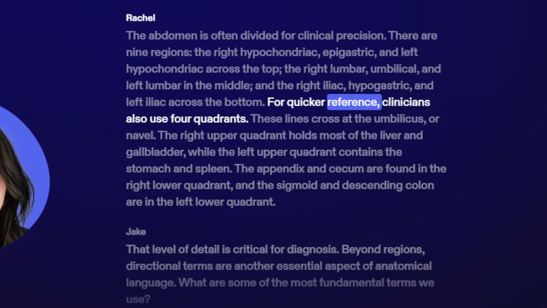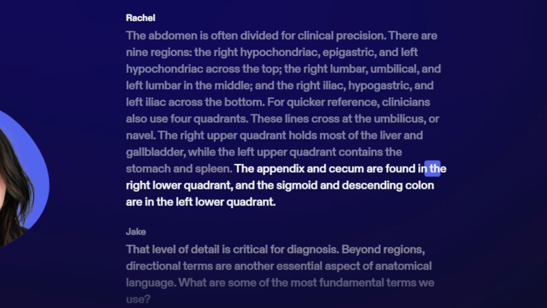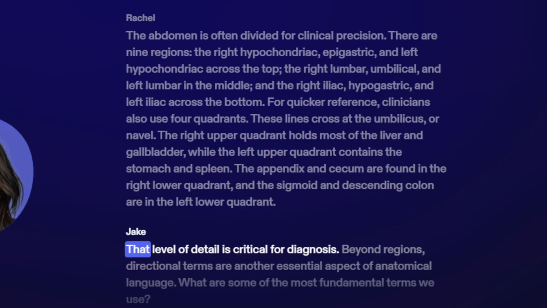For quicker reference, clinicians also use 4 quadrants. These lines cross at the umbilicus, or navel. The right upper quadrant holds most of the liver and gallbladder, while the left upper quadrant contains the stomach and spleen. The appendix and cecum are found in the right lower quadrant, and the sigmoid and descending colon are in the left lower quadrant. That level of detail is critical for diagnosis.